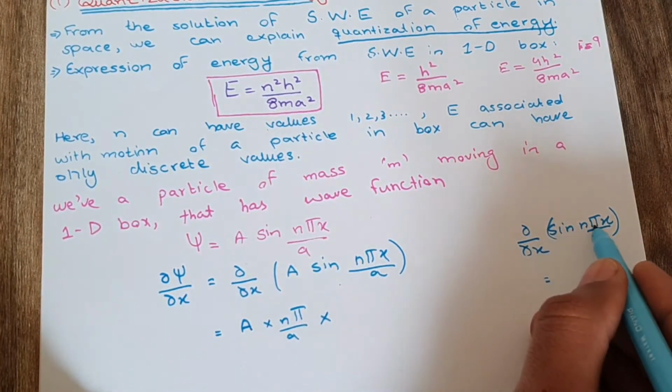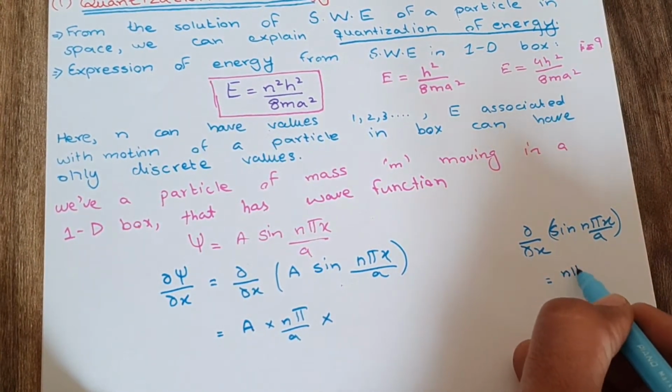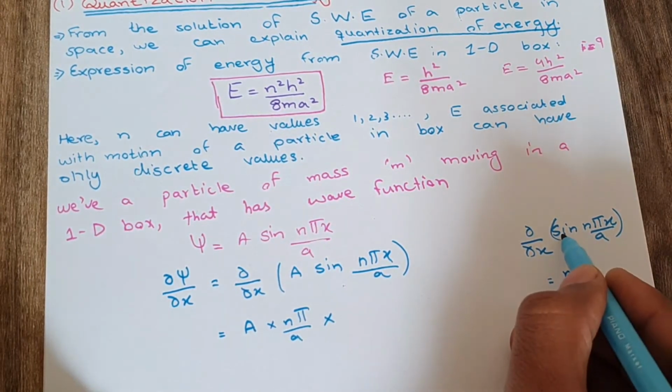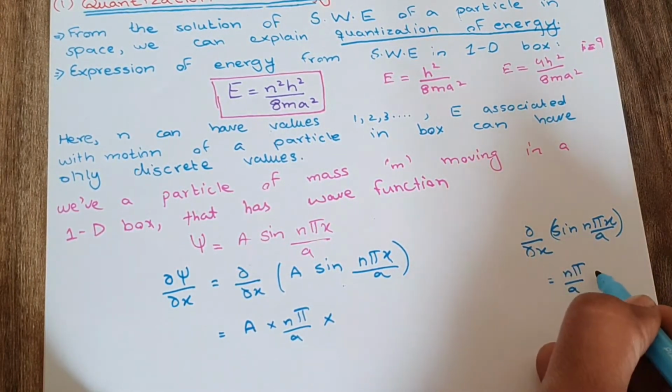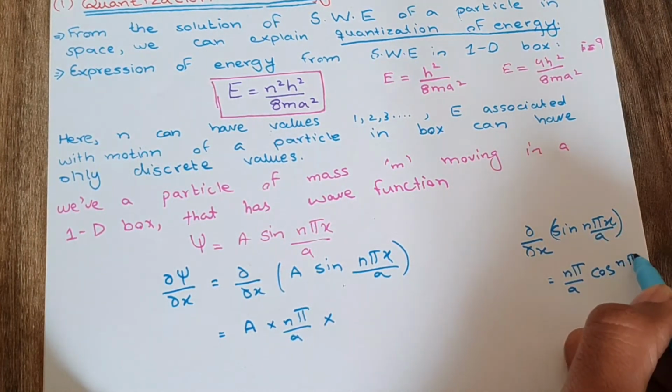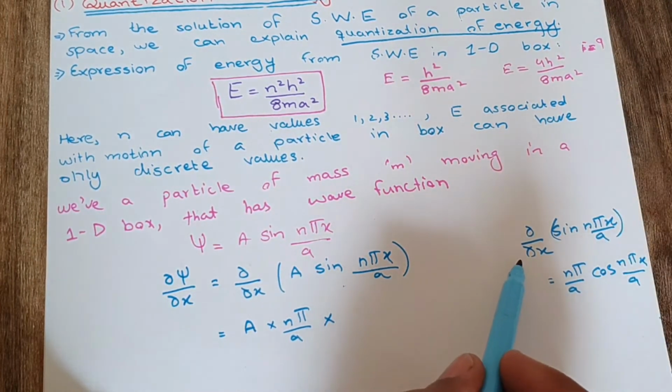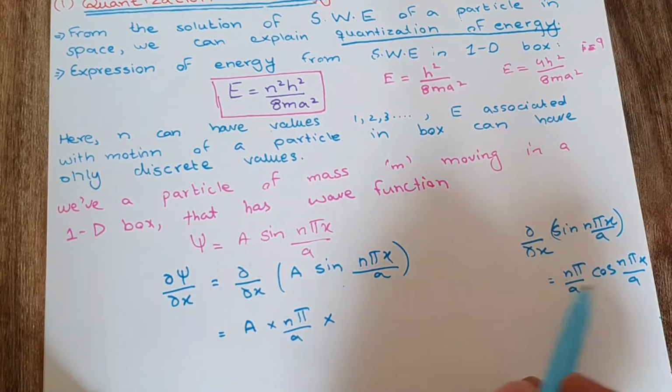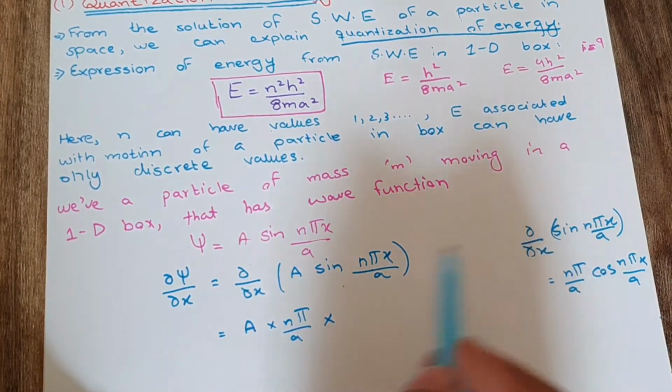this, the derivative, this n pi over a will come out, and I have this sine, the derivative of sine is cos, it will become cos, and this n pi x over a will be written as it is. Okay, this is the method of taking derivative of sine n pi x over a. So I will apply this method here.